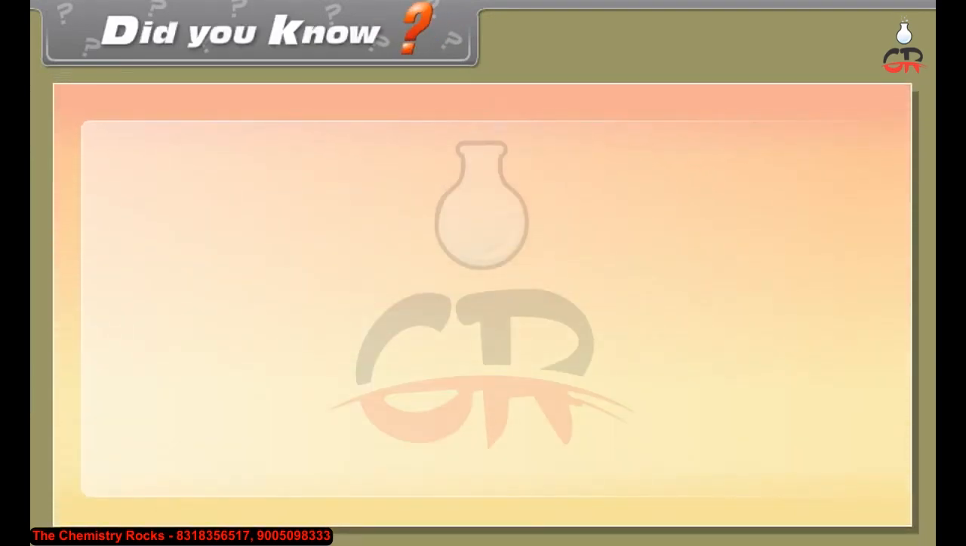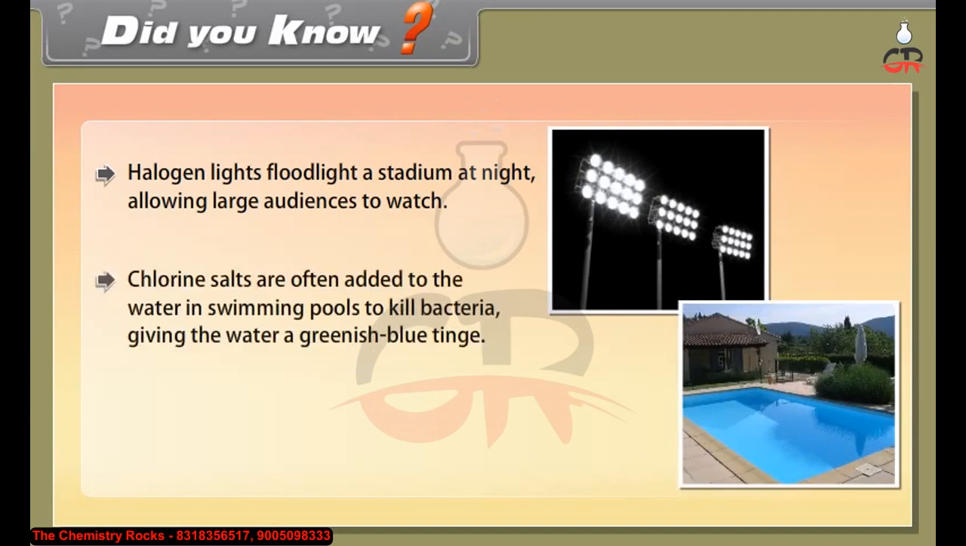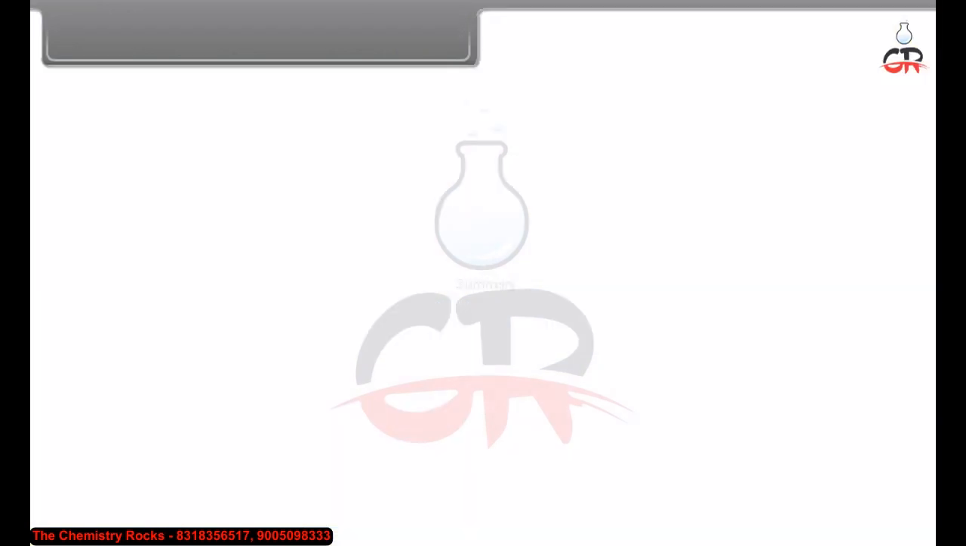Did you know? Halogen lights floodlight a stadium at night, allowing large audiences to watch. Chlorine salts are often added to the water in swimming pools to kill bacteria, giving the water a greenish-blue tinge. Fluorides are often added to drinking water to prevent tooth decay.